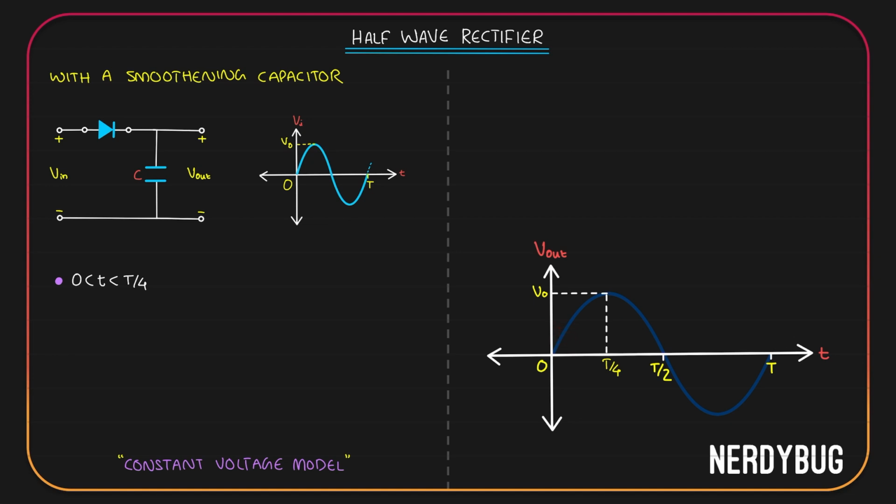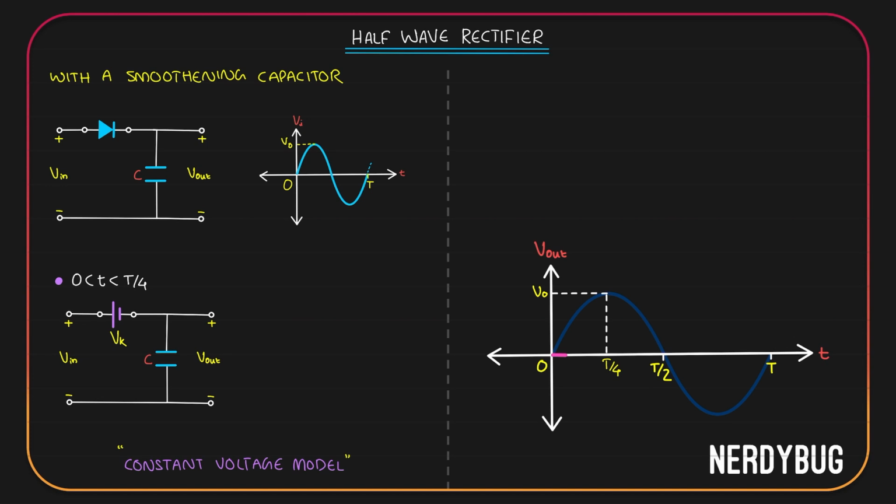Let's plot it on the graph. After that, the diode will start conducting. Since we are taking the constant voltage model, we have to model it using a cell whose potential is the knee voltage of the diode. The circuit model will look like this.